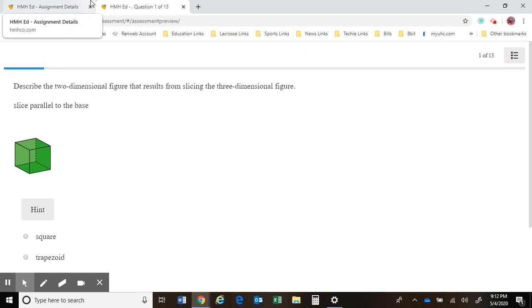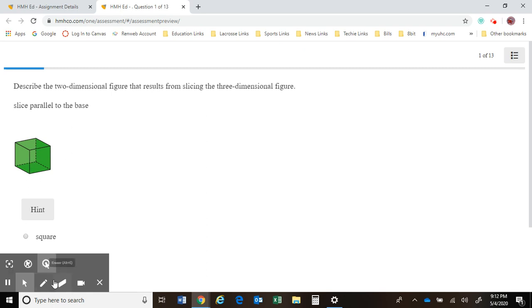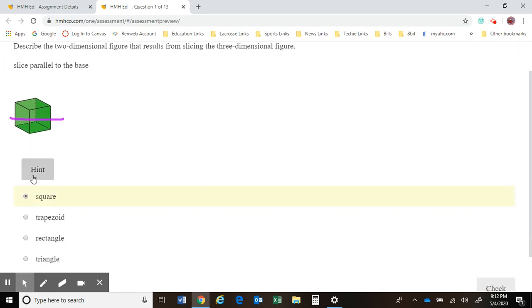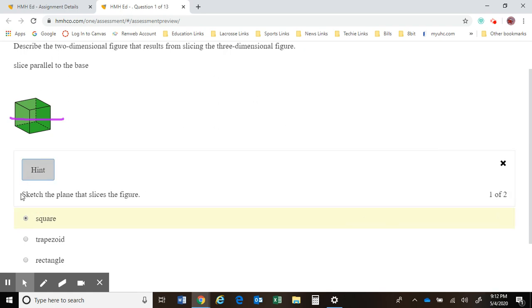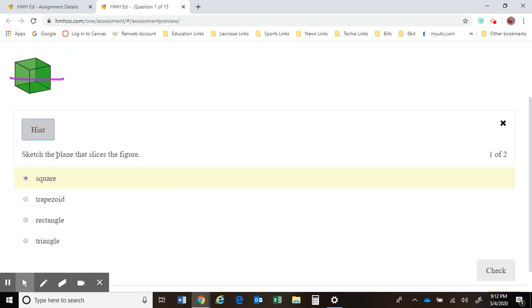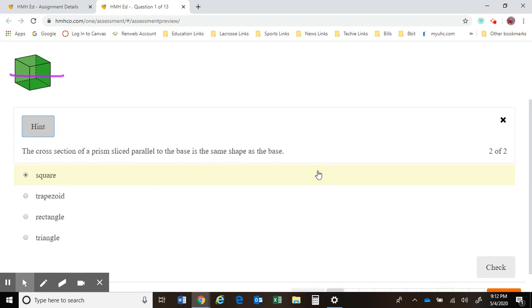All right, so we're going to describe a two-dimensional figure that results from slicing a three-dimensional figure, and we're going to slice it parallel to the base. Of course, this is a cube, so we're just going to take it and slice it, and what shape will result? If you slice it parallel, you're going to get that same exact shape as the base. So hopefully you know that that base is a square. Of course, sketch the plane that slices the figure. And if you need another hint, it's going to be the same shape as the base.